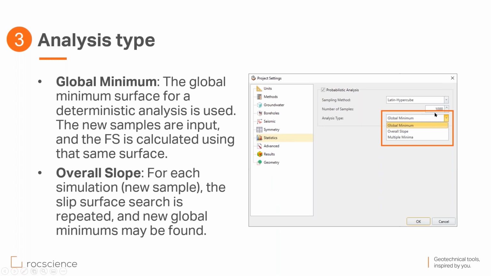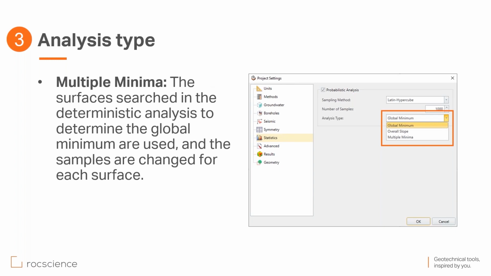And the final setting you have to set is the analysis type. Here we have global minimum, overall slope, and multiple minima. With global minimum, basically a deterministic analysis is computed first. You find the global minimum surface, and then those samples that you got, you plug those in and get the factor of safety for that same surface. So for example, you sample cohesion 1.5, plug that in with that same surface, get the factor of safety, and so on. With overall slope, you don't assume a surface. So you plug in your samples and a different surface might be found in each simulation.